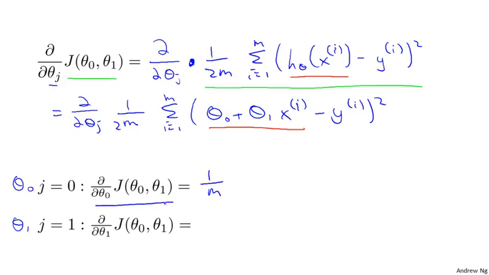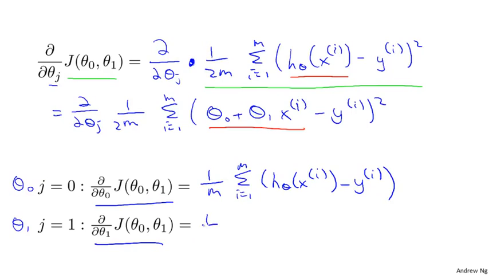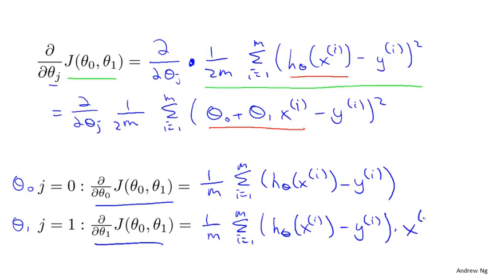And I'm just going to write out the answers. It turns out the first term simplifies to 1 over m times the sum over my training set of h(x^(i)) minus y^(i). And for the partial derivative with respect to theta 1, it turns out I get this term: h(x^(i)) minus y^(i), times x^(i). Okay?